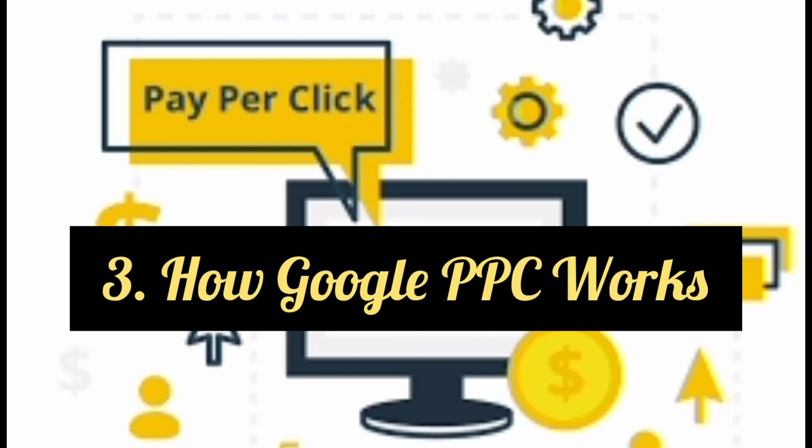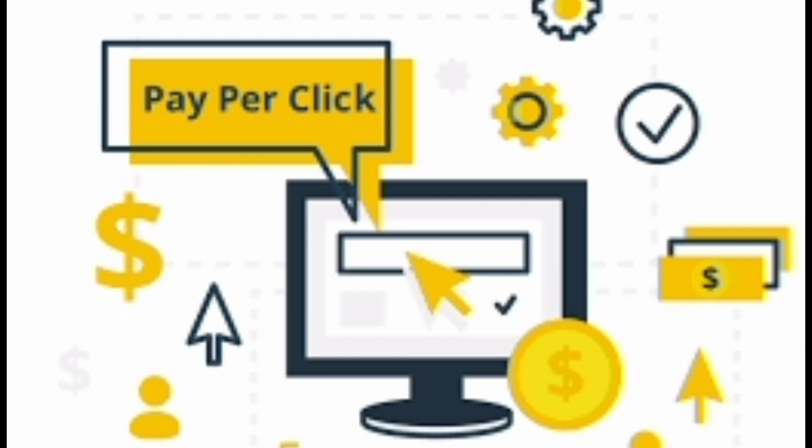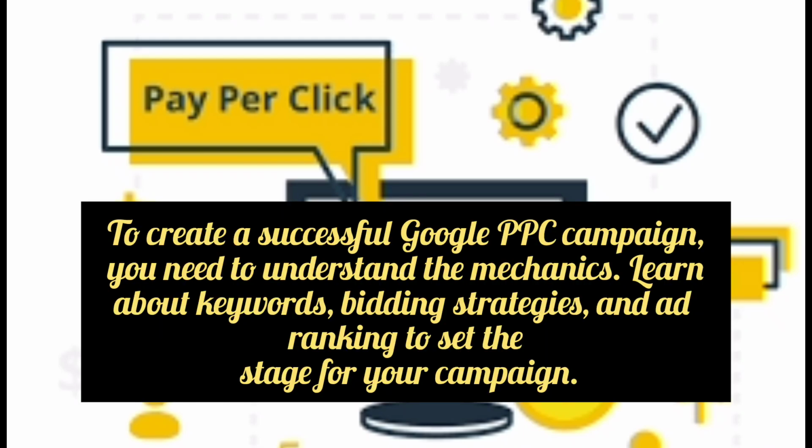Number three, how Google pay-per-click works. To create a successful Google pay-per-click campaign, you need to understand the mechanics. Learn about keywords, bidding strategies, and ad ranking to set the stage for your campaign.